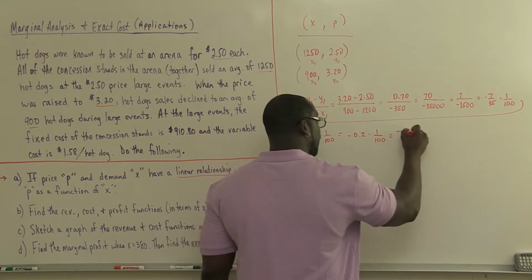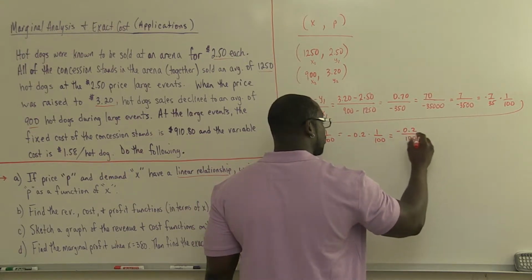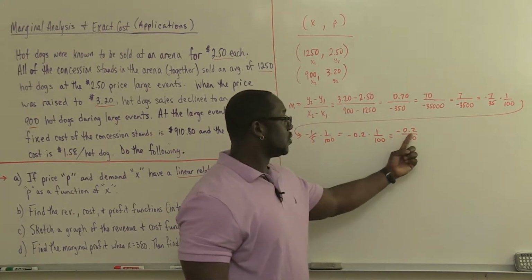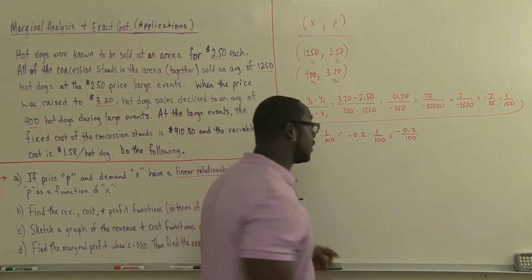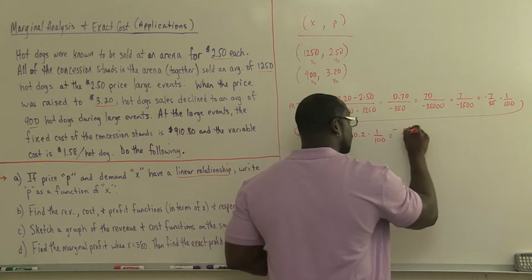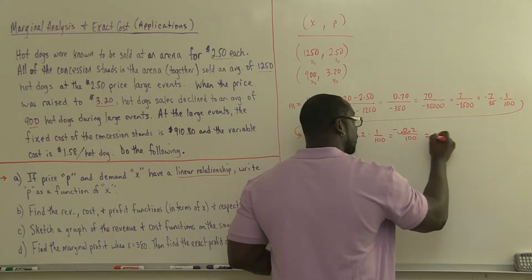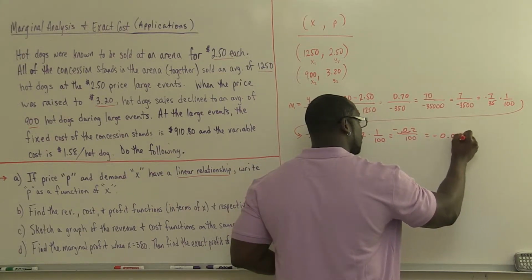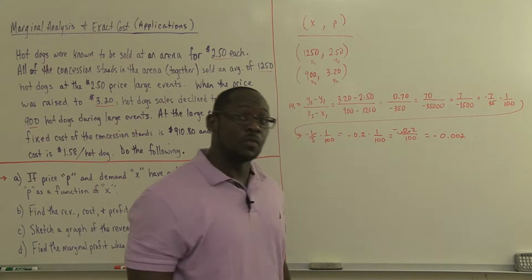So if we take negative 0.2 divided by 100, that's like taking the decimal and moving it back 2 spaces to the left. So 1, 2. So we end up with negative 0.002. So that's what our slope would be.